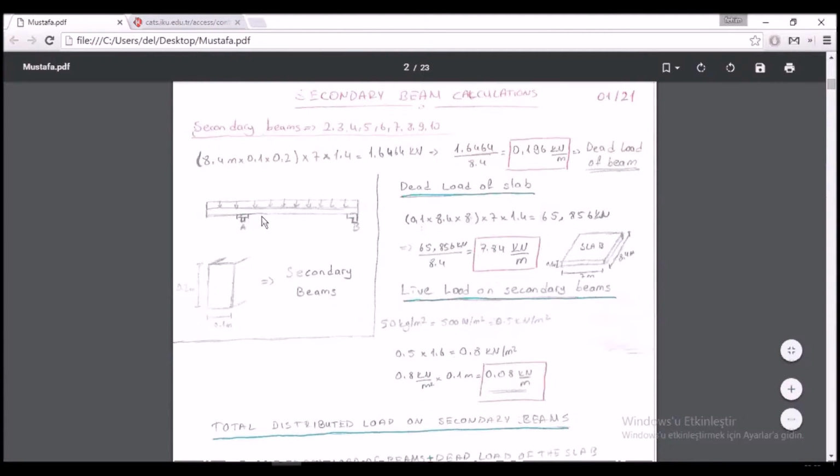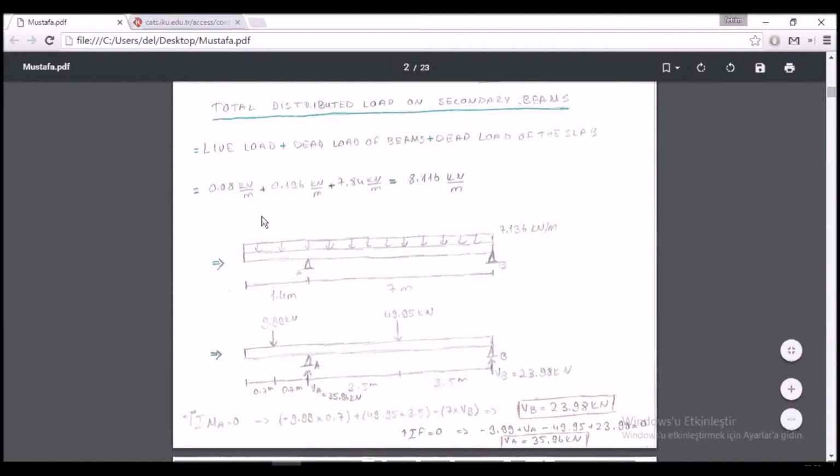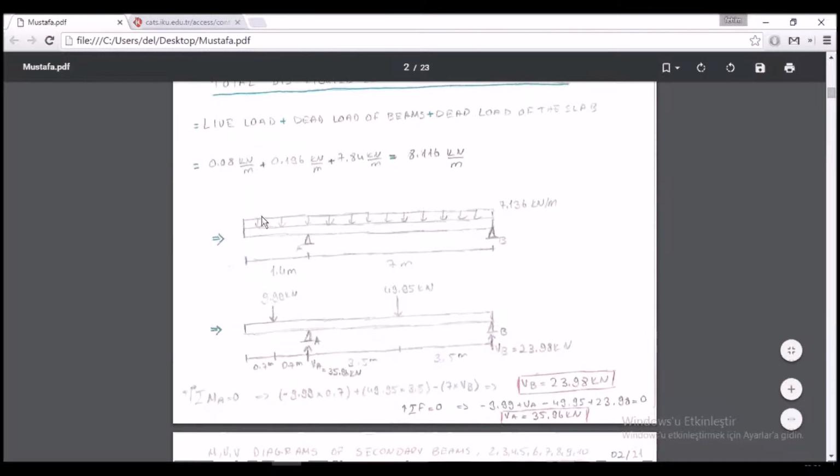Now, let's start to look at our calculations. We started our calculations from the roof of our structure. As you can see, we first calculated our secondary beams, and we did that by finding all loads on our beams. Loads we found on our secondary beams are all distributed, and we summed them and found our support reactions. We now have everything we need to draw MMV diagrams for our secondary beams.